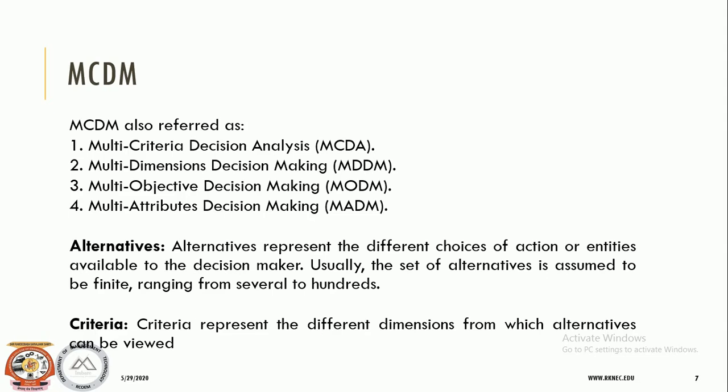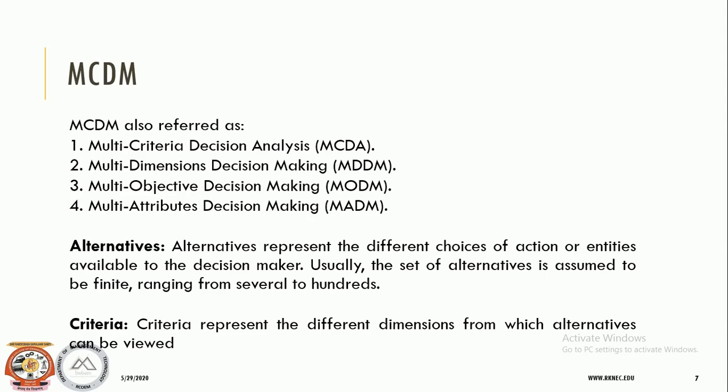In any case, you will require two foremost things. First will be the alternative and second will be the criteria. Alternative represents the different choices of actions or entities which are available to the decision maker. Usually the set of alternatives is assumed to be finite, ranging from several to 100.